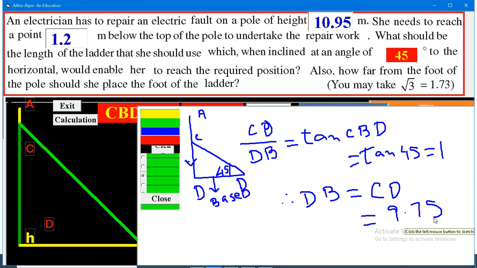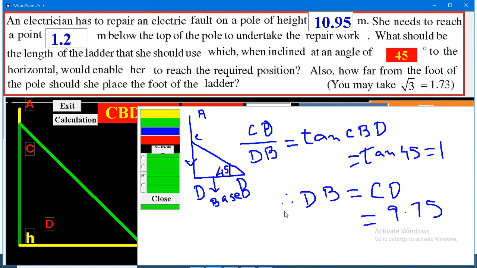Always try to find out which two sides are given out of the two sides and one angle, which one is given and which one you have to find out. From that you can get the relationship of sine, cos and tan. Sine is perpendicular by hypotenuse. Cos is base by hypotenuse. Tangent is perpendicular by base. So depending on which one is given and which one you have to find out, you apply either sine or cos or tan.